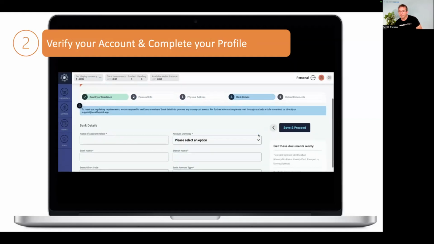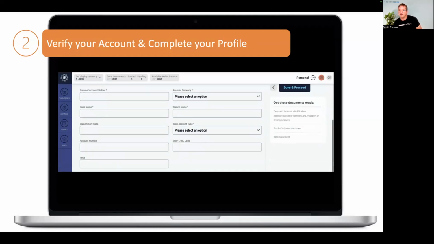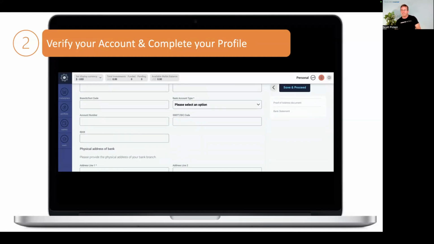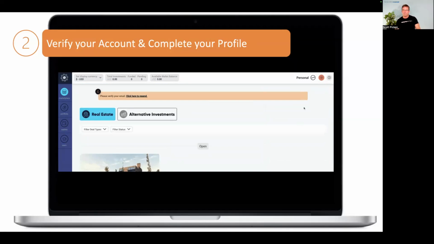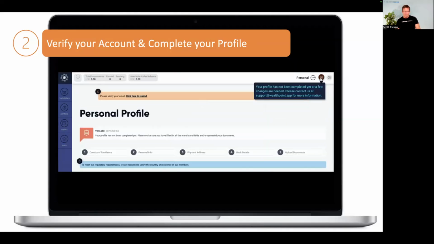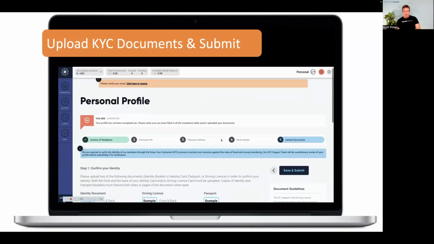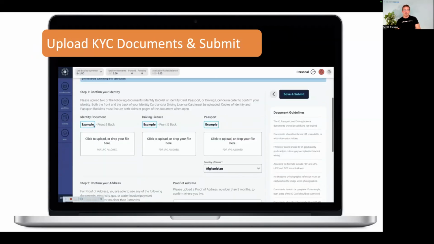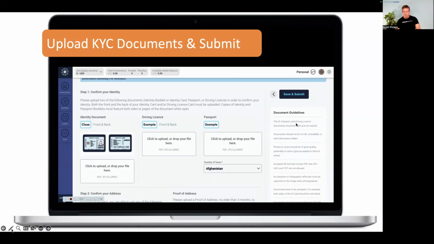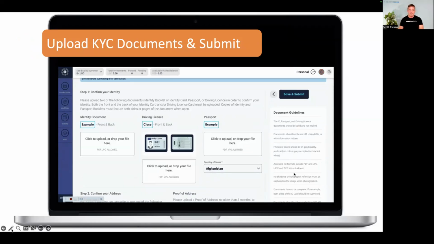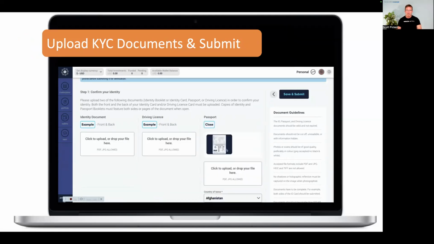So well done, Ora Bile, who signed up, verified, and yet to complete profile. So cool. You've signed up. Now we need to get you to complete your profile. So you go in, you upload your KYC documents, and you submit. Again, read all the document guidelines and everything else to make it easy, but it's all done digitally and online.